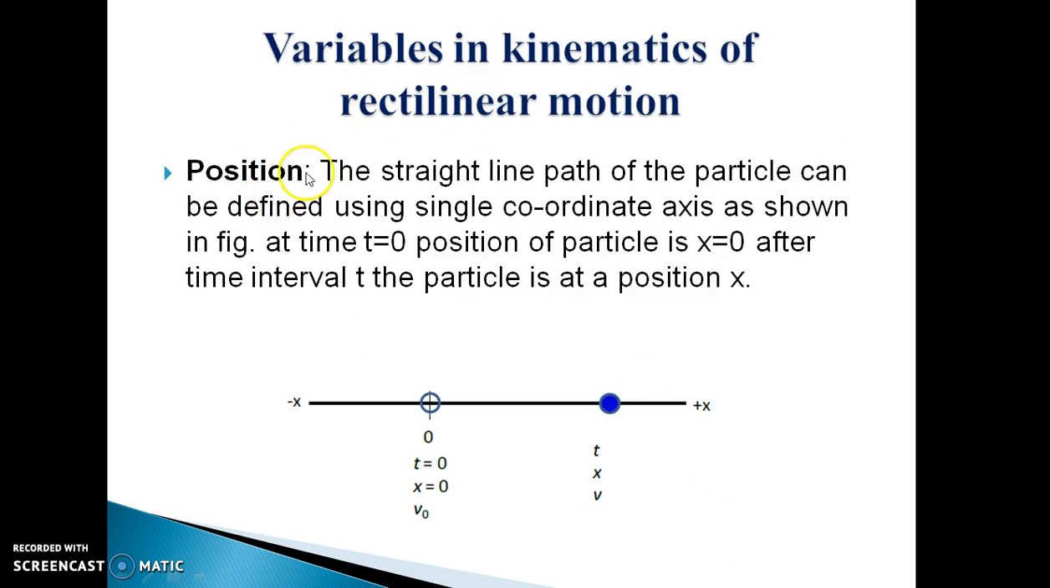What is position? The straight line path of a particle can be defined using a single coordinate axis as shown in the figure. At time t equal to 0, the position of the particle is given by x equal to 0. After time interval t, the particle is at a position x. That means from the figure, at time t equal to 0, the position of the particle was x equal to 0, and it moves from x to x in time interval t.